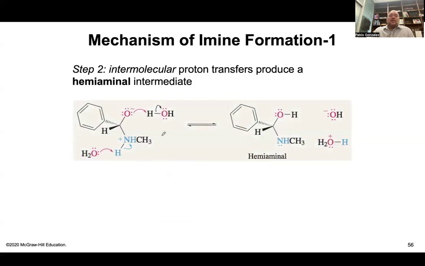Then we can do a proton transfer to produce the hemiaminal intermediate. We can remove this hydrogen from the primary amine with water, and then we can protonate this oxygen with a molecule of water. The same way as we deprotonate this nitrogen, we protonate this oxygen to create eventually the hemiaminal that is going to be our intermediate. So we have the OH, and we have the nitrogen from the primary amine attached to this carbon. That's a new bond, nitrogen-carbon.